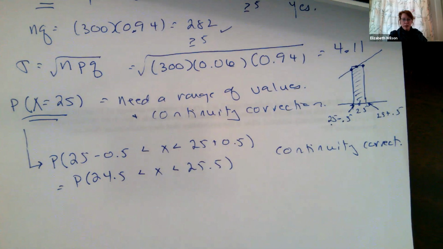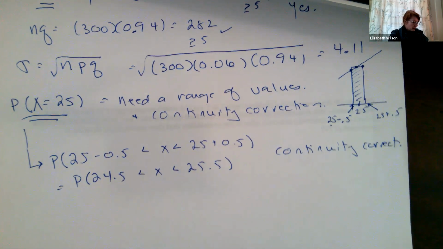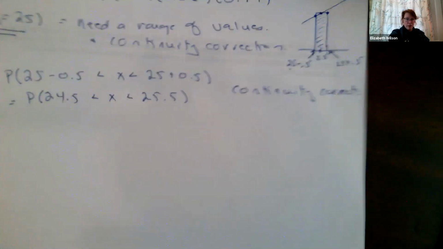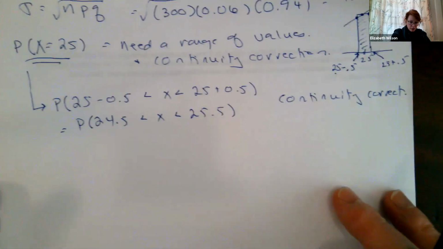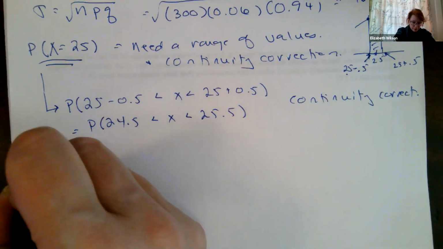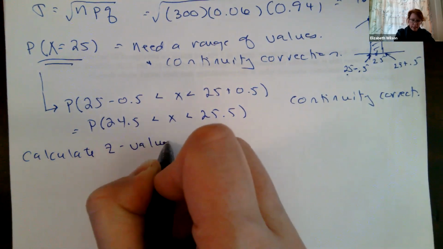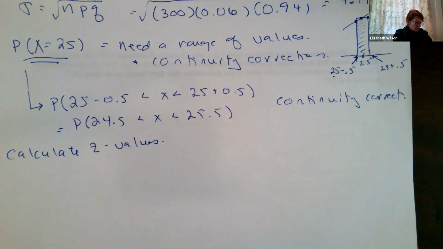And that means that I'm fitting a normal distribution on top of a binomial data set. Okay, so let's do it. We need to calculate z values for each of these things. I need z values for each of these, so I'm going to need to figure out.